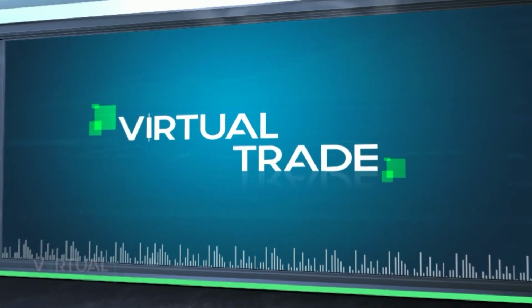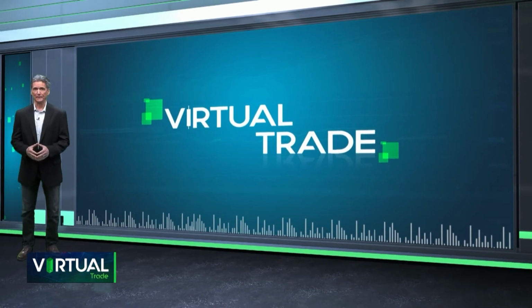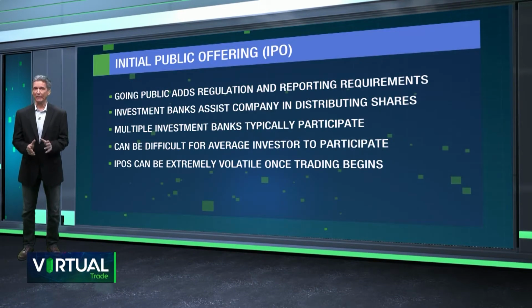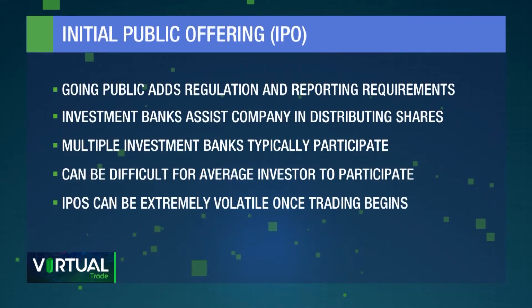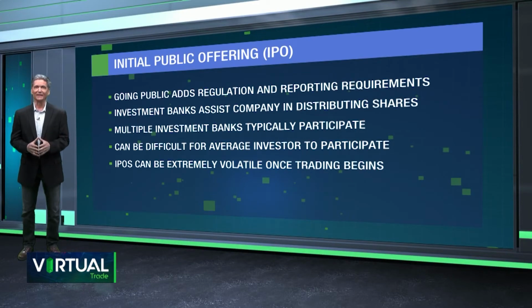Let's review a few important points from the IPO process. Now, going public adds regulation and reporting requirements. Investment banks assist companies in distributing their shares, and oftentimes there are multiple investment banks involved in that process. It can be difficult for an average investor to participate in an IPO. And remember, IPOs can be extremely volatile once trading begins. Once a stock is publicly trading, let's take a look at what happens next.